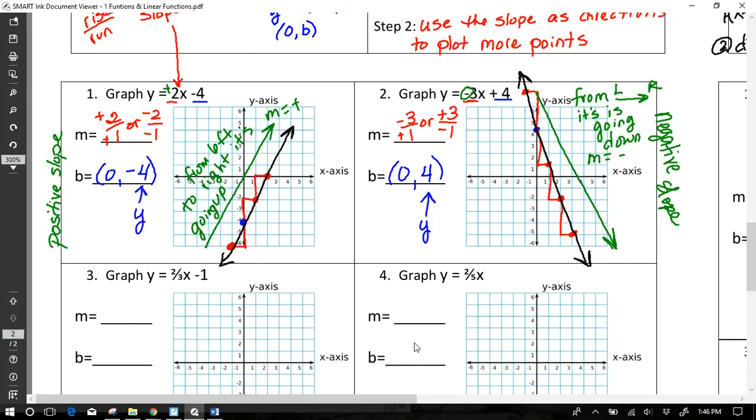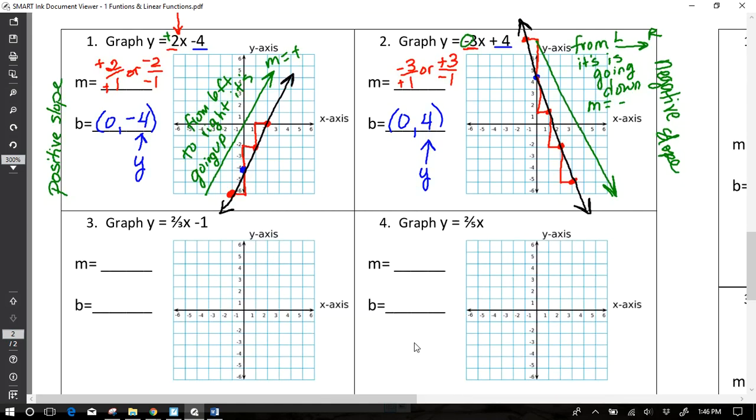I'm going to scooch this down. I can now see examples 3 and 4. I'm going to help some of us out who might not remember. In number 4, there is no number back here. And what that means is that my y-intercept is 0. But everything else is done exactly the same. So I'd like for you to pause this video and try examples 3 and 4 on your own.